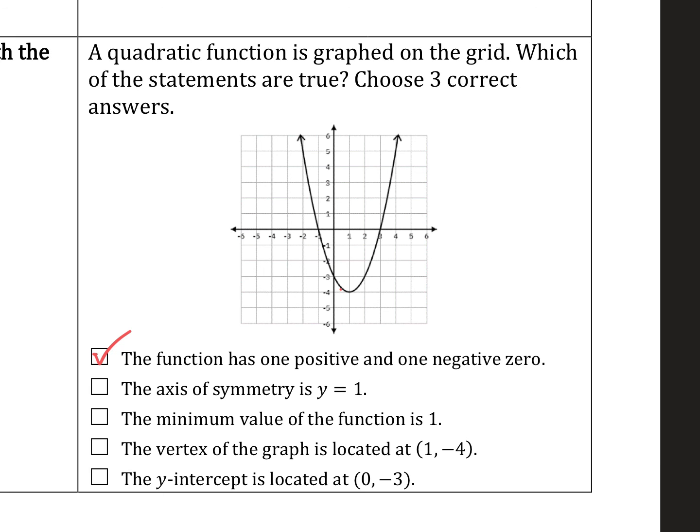All right, the axis of symmetry is at y equals 1. Is that true or false? False. What's the axis of symmetry actually? X equals 1. Okay, x equals 1. Keep that in mind. Next, the minimum value of the function is 1. So the minimum value is 1.